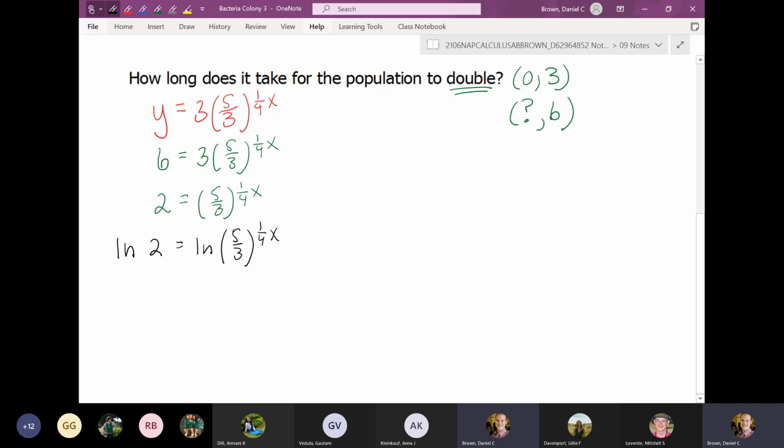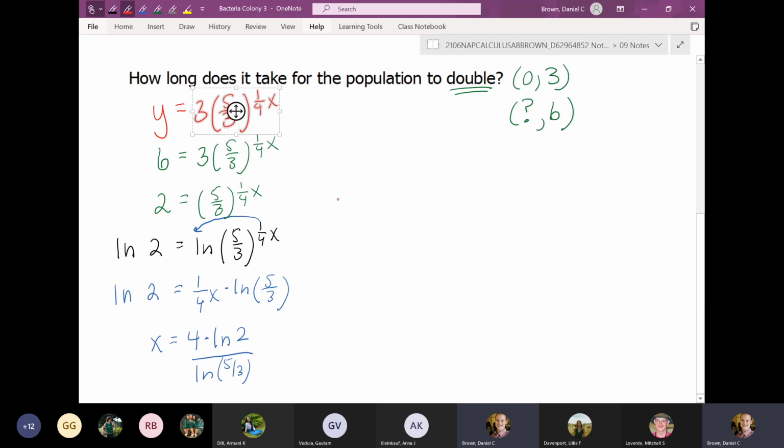Why would I do that? When you take the natural log, anything that's an exponent can come down in front as a coefficient. So this 1/4 of x can move down in front. And that's pretty easy to solve for the x. So x is equal to, I would multiply by that 4, and then divide by the natural log of 5/3. And whatever that number is, that would be the day that the population has doubled.